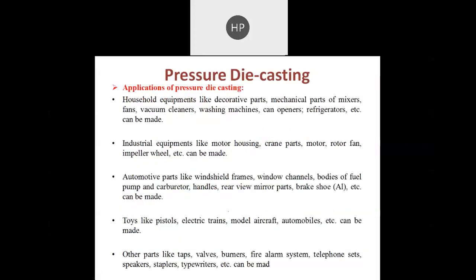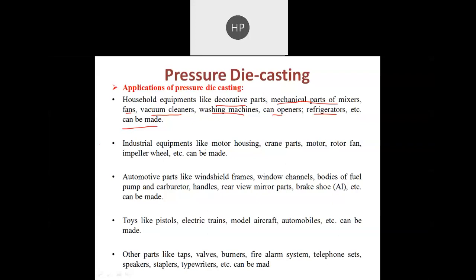Now, some of the areas of application where we can use pressure die casting. First is household equipment, like decorative parts, mechanical parts of mixtures, fans, vacuum cleaners, washing machines, can openers, refrigerators, etc., which can be made by pressure die casting. All these are household equipment which can be made by pressure die casting.